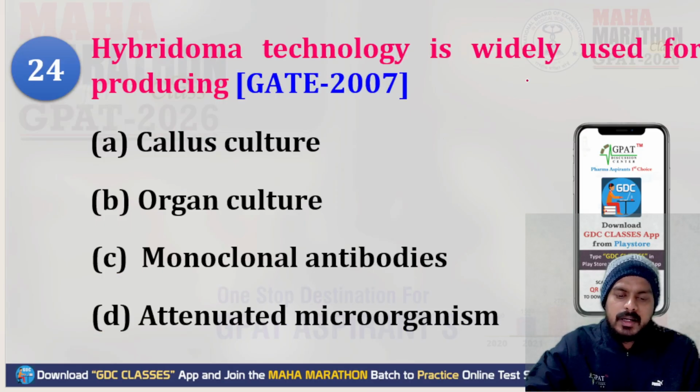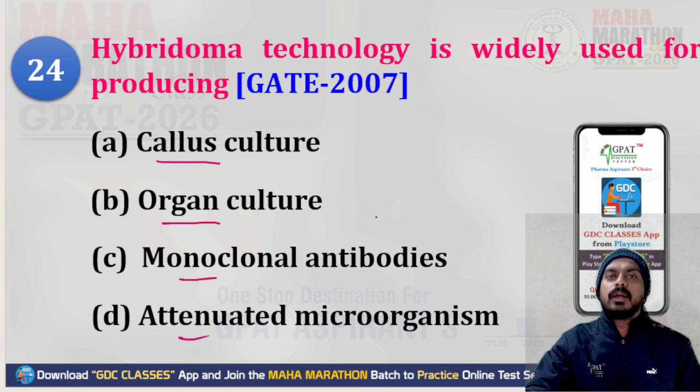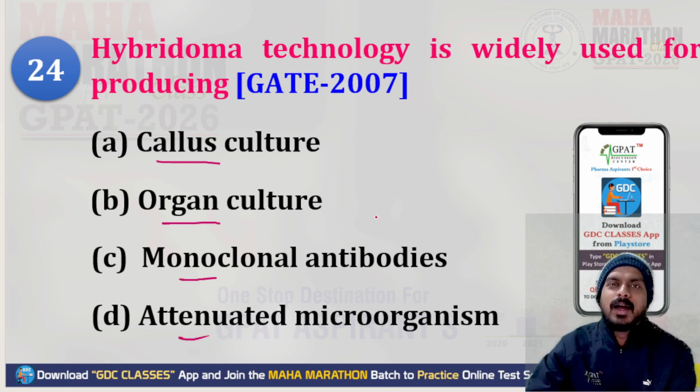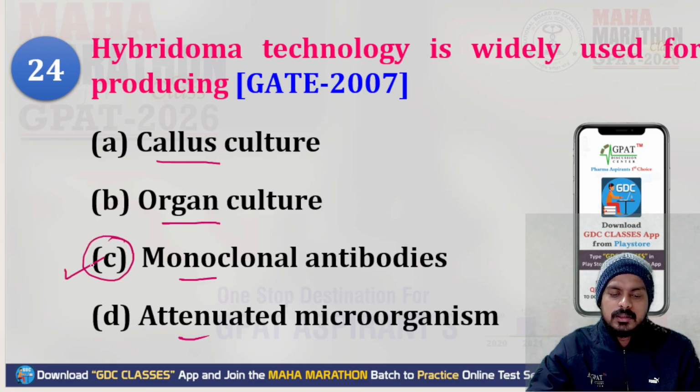Next question. Hybridoma technology is widely used for callus culture, organ culture, monoclonal antibody, or attenuated microorganisms. Why is hybridoma technology used? I told you hybridoma technology is used for the production of monoclonal antibodies. Very good. Option C is the correct answer.